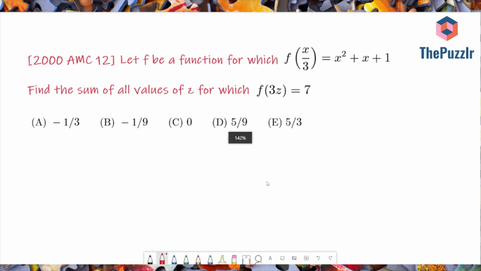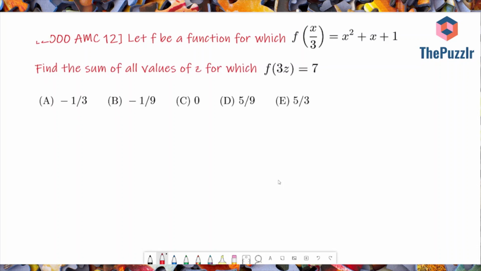Okay, let's look at this problem from the 2000 AMC 12. Let f be a function for which f of x over 3 is equal to x squared plus x plus 1. Find the sum of all values of z for which f of 3z is equal to 7. Okay, so this right here is confusing me. I'm used to seeing f of x is equal to something. Maybe I should convert it into that so that it's easier for me to remember what this function is doing.